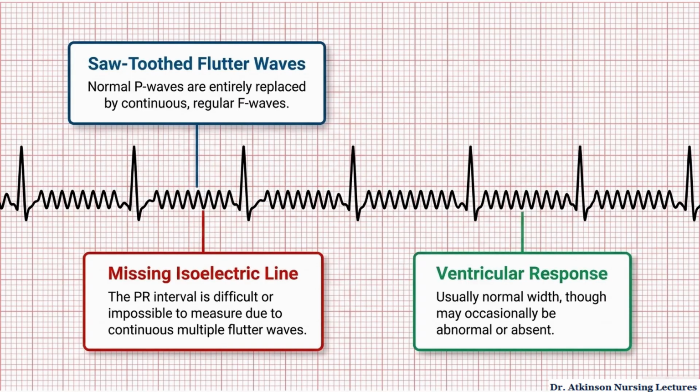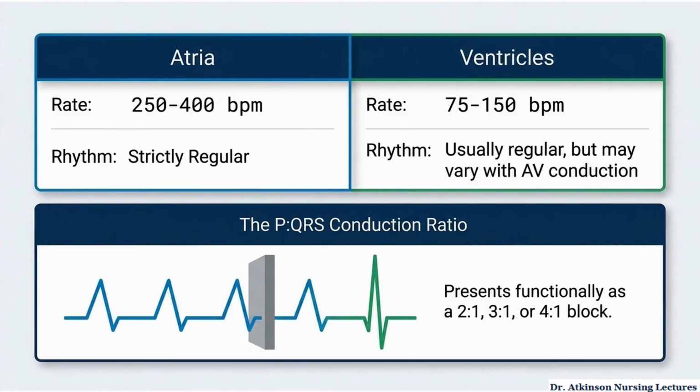Normal P waves are completely replaced by continuous, regular sawtooth flutter waves, making the PR interval impossible to measure. The QRS is usually normal width, though it may occasionally look abnormal or absent. Atrial rate runs 250 to 400 and stays strictly regular, while the ventricular rate runs 75 to 150 and may vary with AV conduction. That relationship shows up as a 2-to-1, 3-to-1, or 4-to-1 conduction ratio.